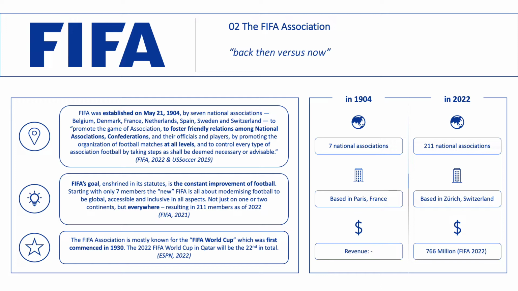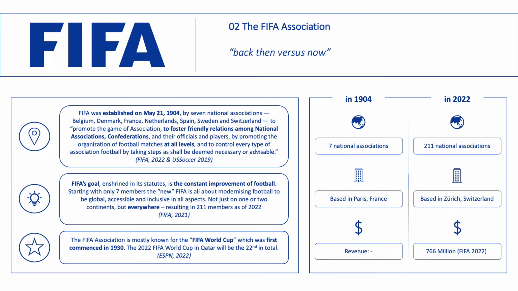FIFA's goal, enshrined in its statutes, is the constant improvement of football all over the world. FIFA is all about modernizing football to be global, accessible and inclusive in all aspects. Not just 1 or 2 continents, but everywhere, resulting in 211 members as of 2022.